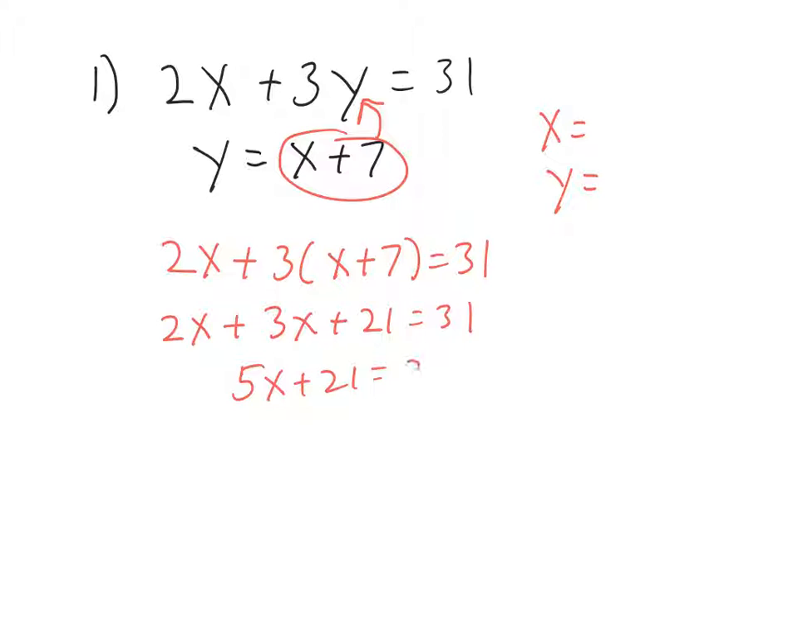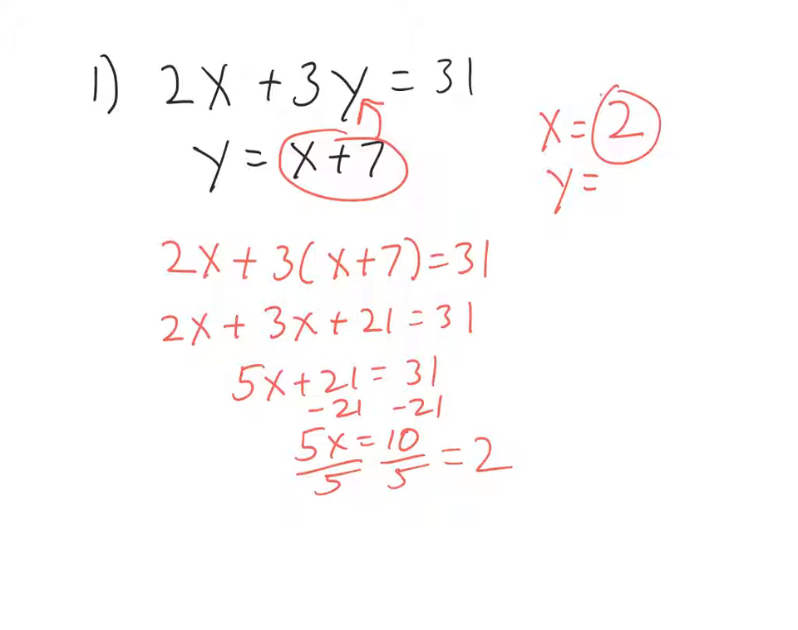And then we're going to subtract 21 from both sides. And we will get 5x is equal to 10. Divide by 5. And x is 2. Okay, so to get the y, we're going to take the 2 and plug it in for x in the second equation. So y is going to equal 2 plus 7, which is 9.